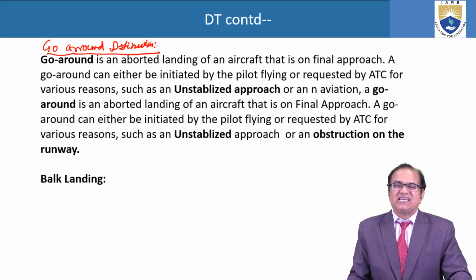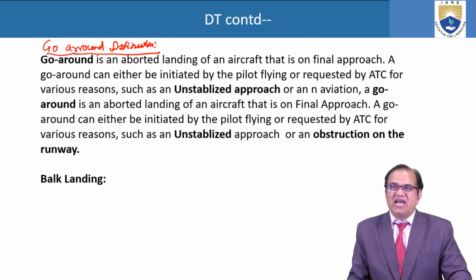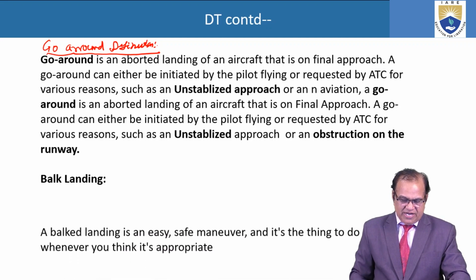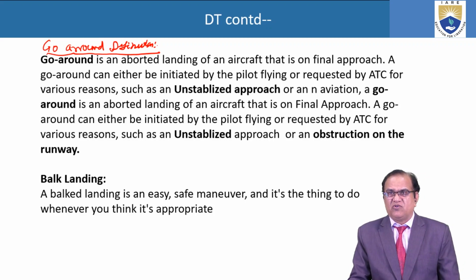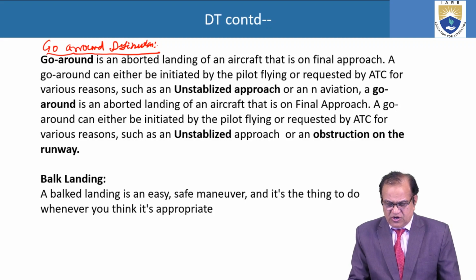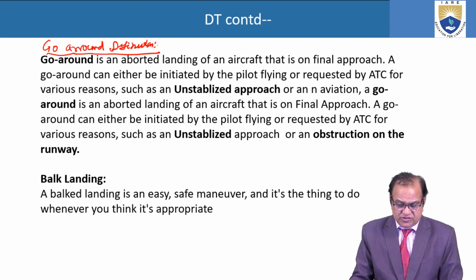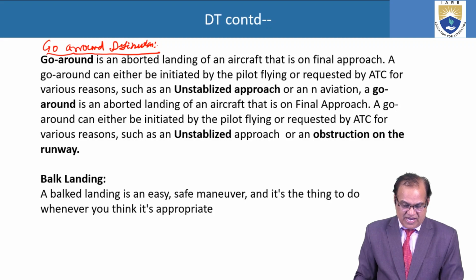A go around is the aborted landing of an aircraft that is on final approach. A go around can either be initiated by the pilot flying or requested by ATC for various reasons such as an unstabilized approach or an obstruction of the runway. Balked landing, a very important term. A balked landing is an easy, safe maneuver and it is the thing to do whenever you think it is appropriate.